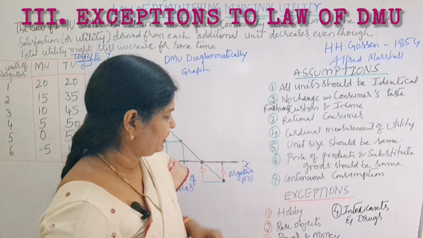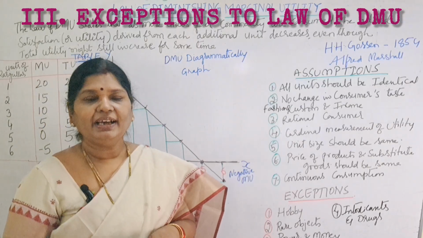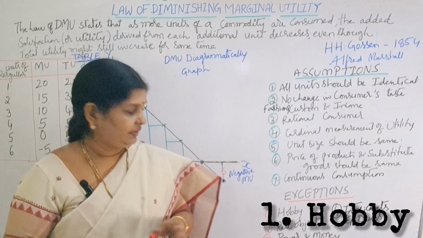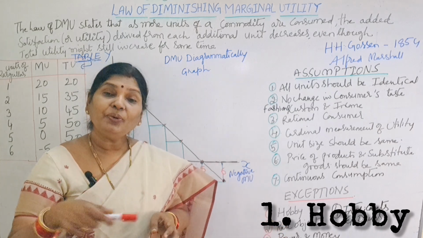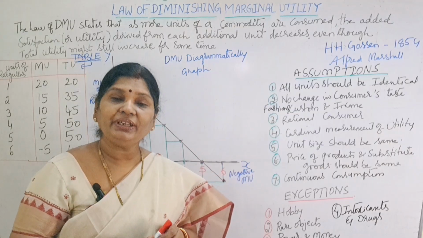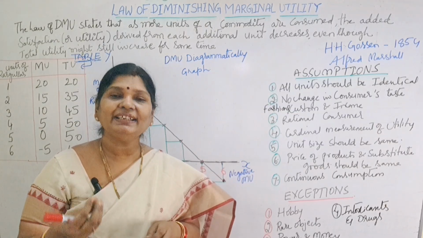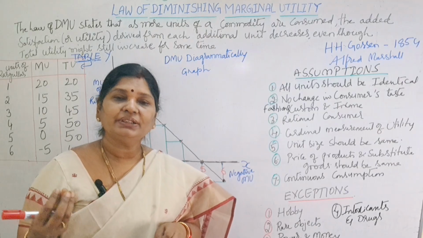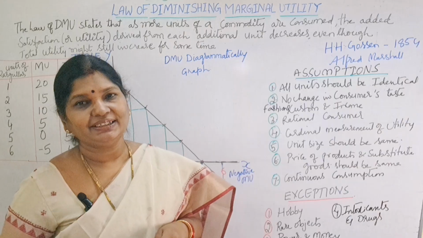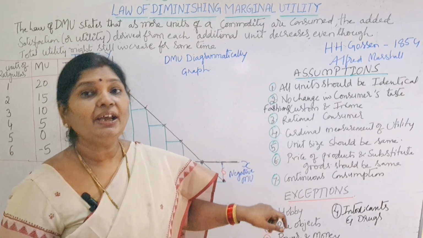Next, coming to exceptions. What are the exceptions to this law? Say, for example, I have a hobby of reading books. The more and more I read books, the satisfaction will be increasing. Say, for example, you have the hobby of collecting currency notes of different countries. The more and more countries' currencies you collect, the more will be your satisfaction. So that is why the law of diminishing marginal utility will not apply for hobbies.